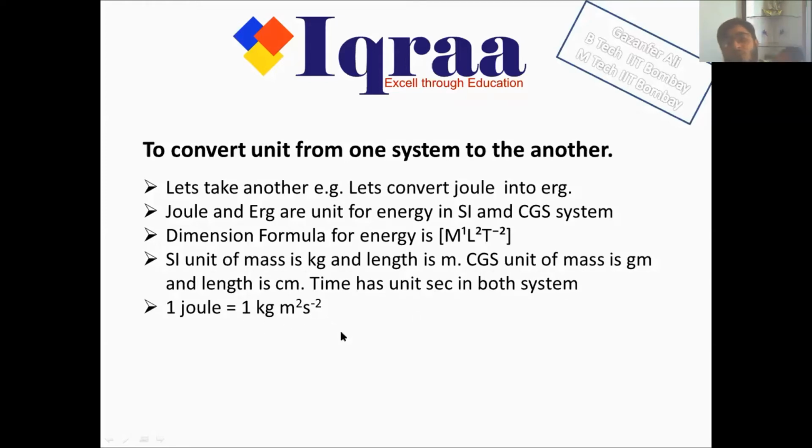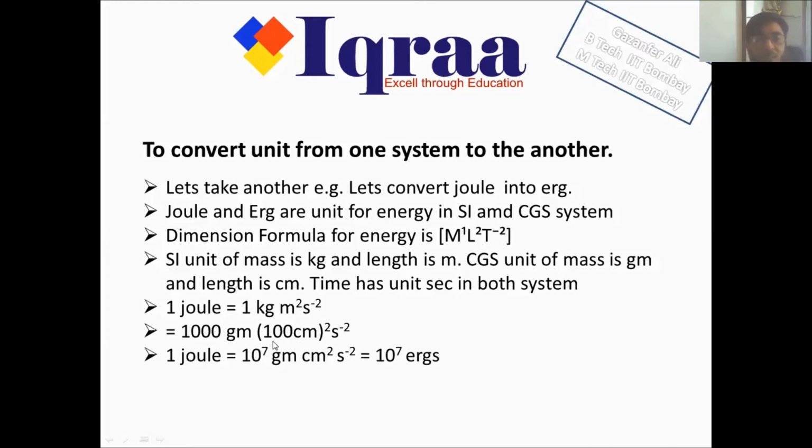Now we want to convert this 1 joule into erg, that is CGS system. In CGS system, what we have to do is we have to convert this kilogram into gram, and we have to convert this meter into centimeter. So let's convert it. We'll write 1 kilogram as 1000 gram and 1 meter as 100 centimeter. Now this is square, and you simplify this. So 1 joule is 10 to the power 7 gram centimeter square per second square, and this gram centimeter square per second square will be a CGS unit, which will be denoted as ergs. So 1 joule is 10 to the power 7 ergs.